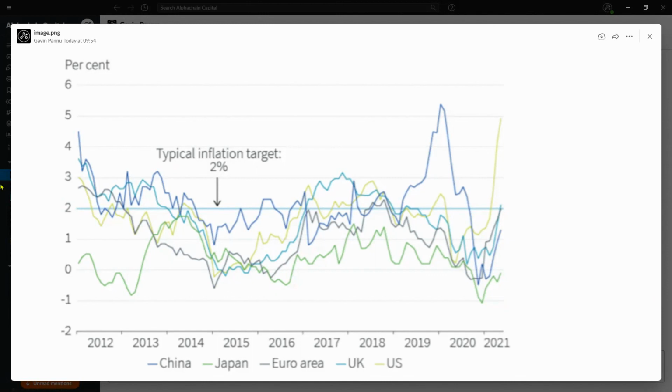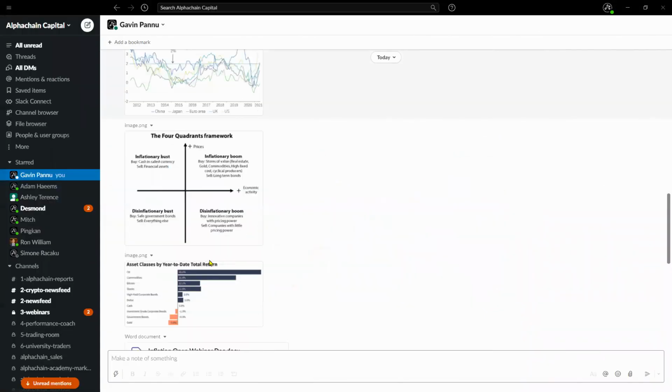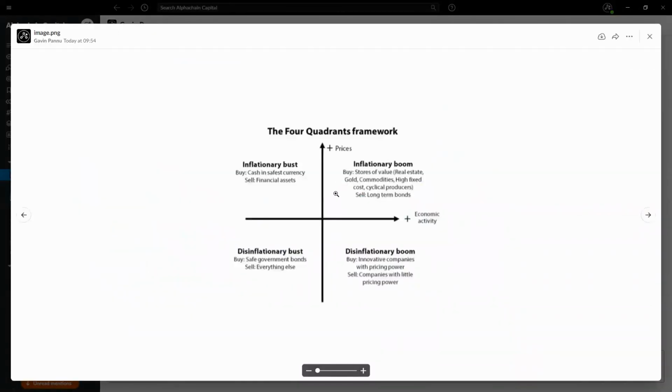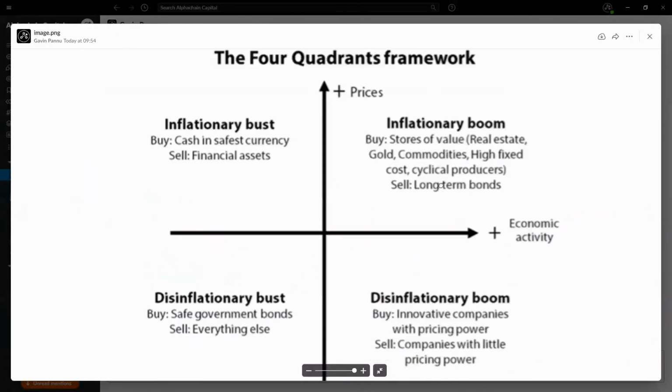But how can you trade in an inflation period? Okay, and that's what we're going to discuss next. So that comes down to the 4 quadrants framework. This is often discussed by one of the top hedge fund managers in the world, Ray Dalio. He often talks about how, depending on prices and economic activity, you can quickly adjust your portfolio based on the inflation zones that we can see in the 4 quadrants here.